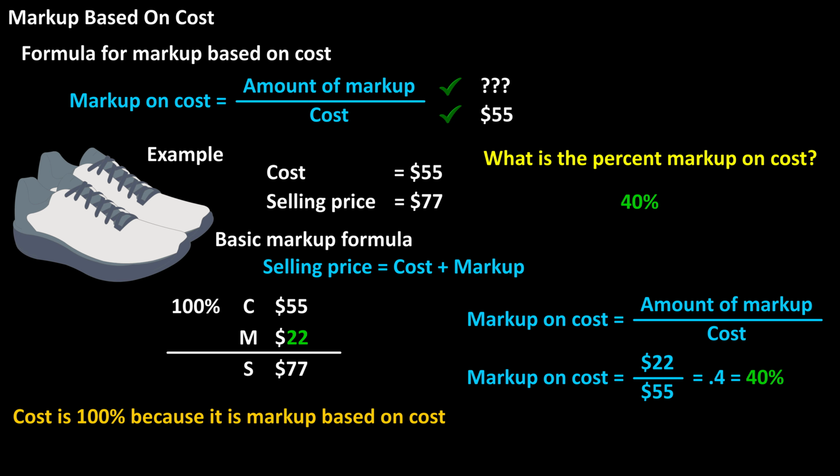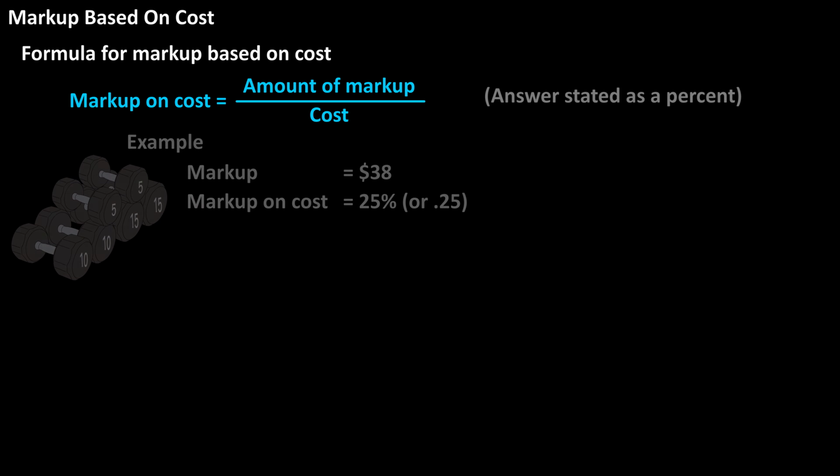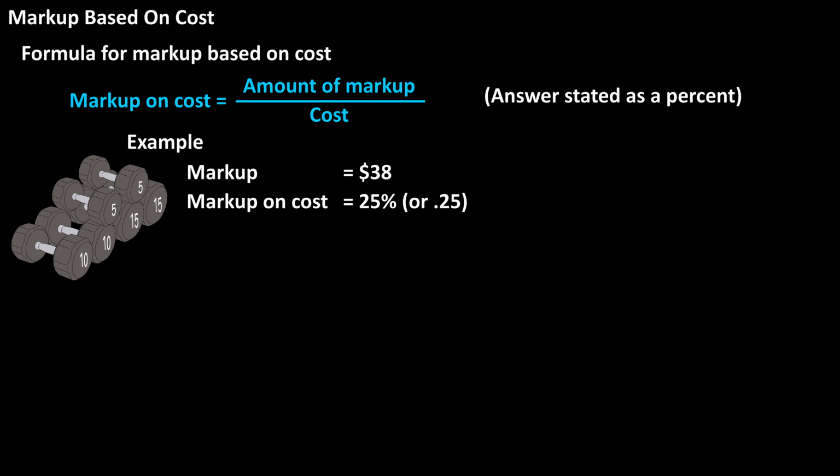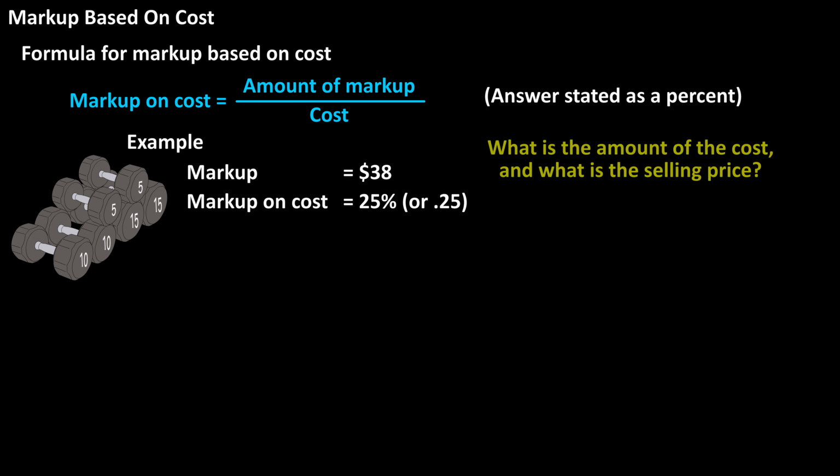In our table, we can put the percent markup in, 40%, and then we can total this column, which is 140%. The reason we put the percentages on the left side of the column is for problems like this following problem. A set of dumbbells is marked up $38, which is a 25% markup based on cost. What is the amount of the cost and what is the selling price?